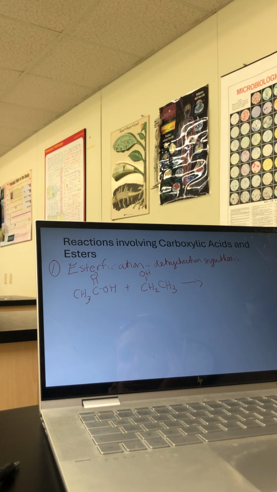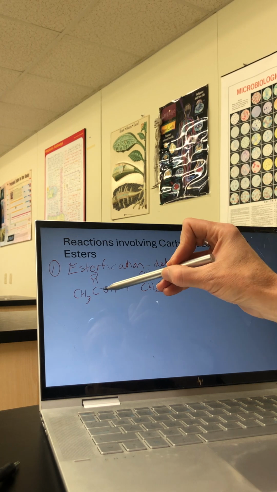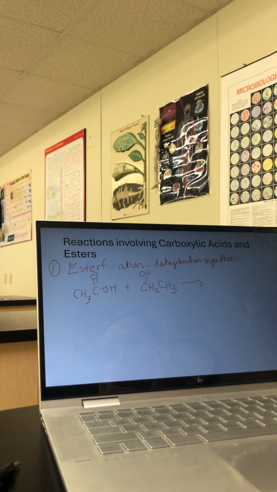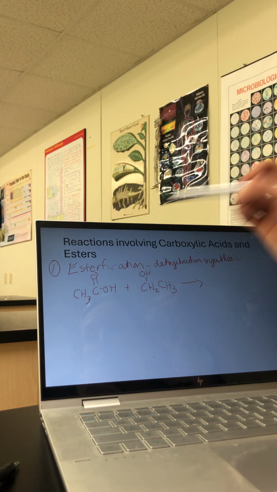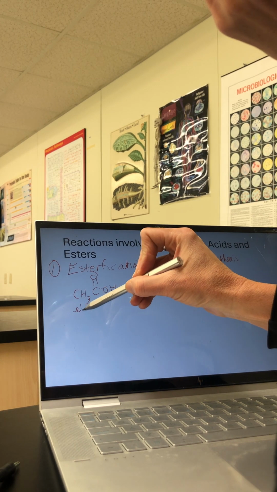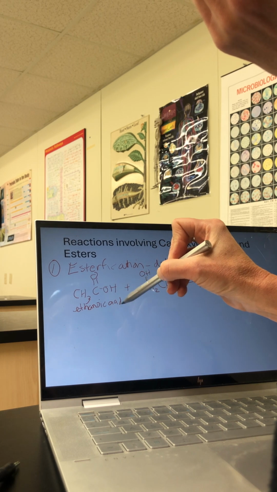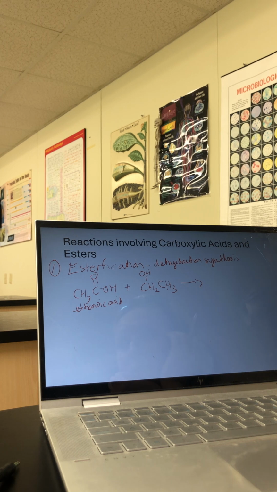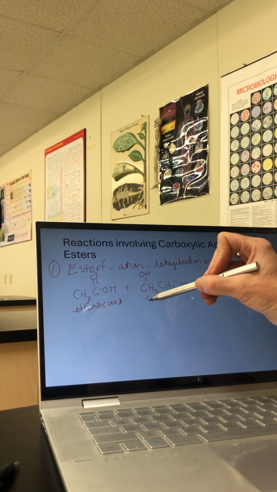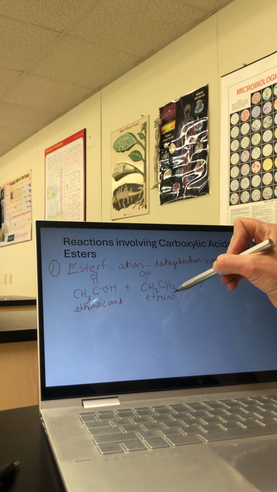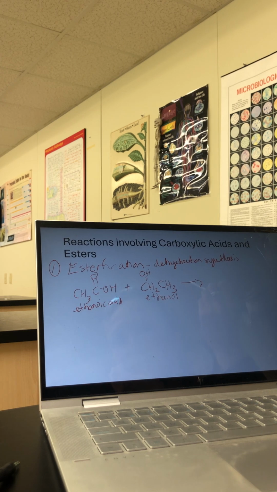Okay, so take a moment just to draw this down. Notice this molecule here, the first one, is a carboxylic acid called ethanoic acid. The second one is an alcohol, and this is ethanol. Now, it doesn't actually have to be eth and eth, that just was random, okay?